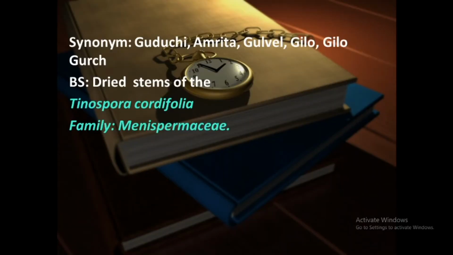So this Tinospora is also known as Guduchi, then Amrita, in Marathi it is known as Gulvel, in Gujarati it is known as Gilo, and it is also known as Gilo or Gurch in Hindi. These are dried stems of Tinospora cordifolia, the plant belonging to family Menispermaceae. Menispermaceae is a somewhat unique family, which is easy to remember.